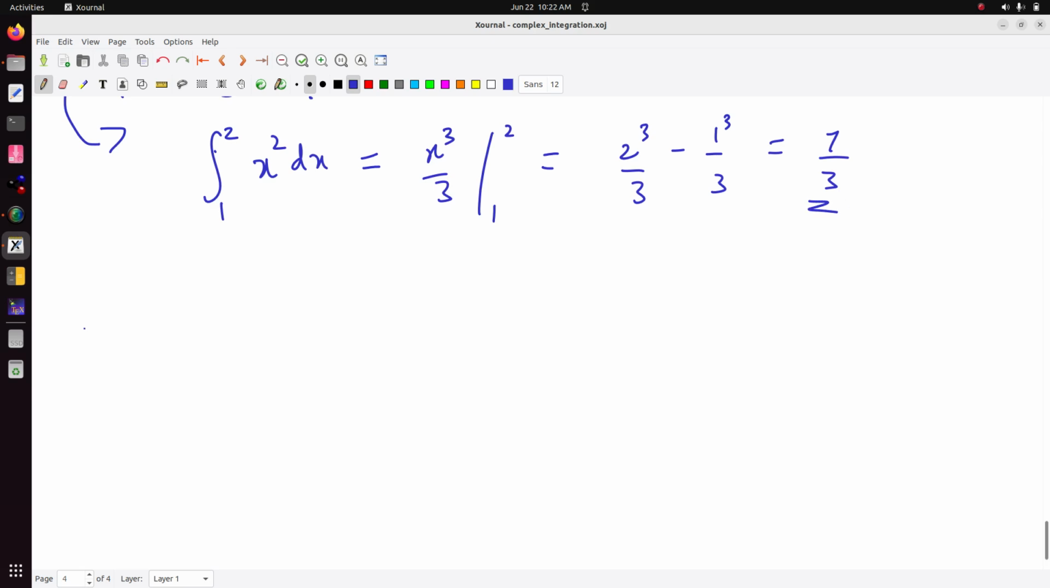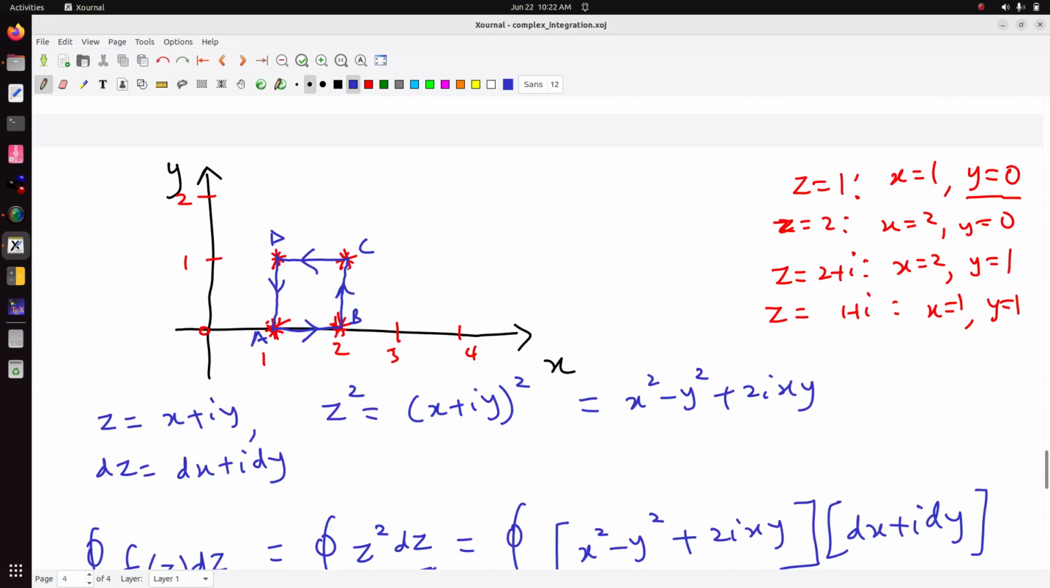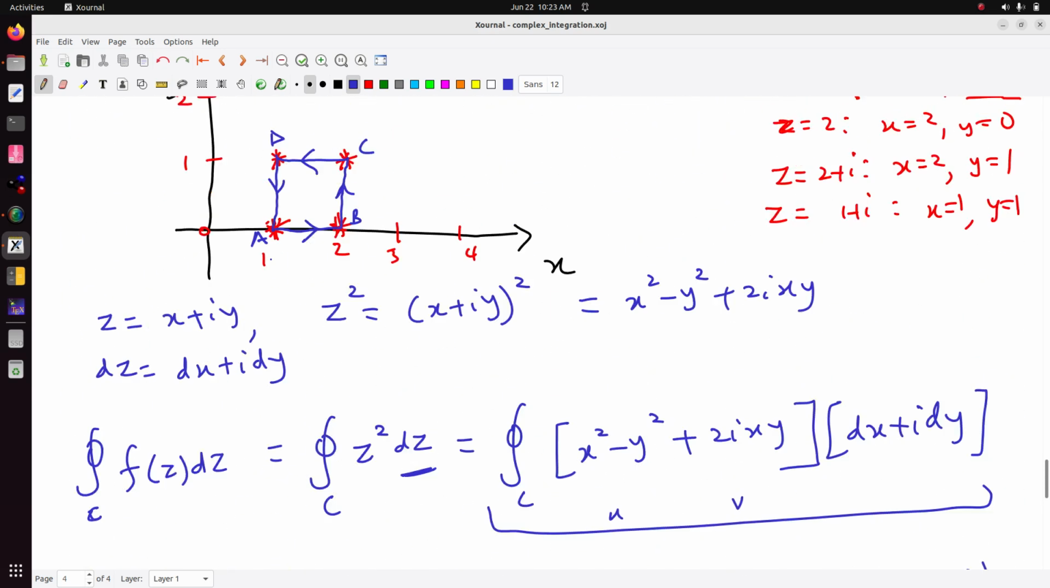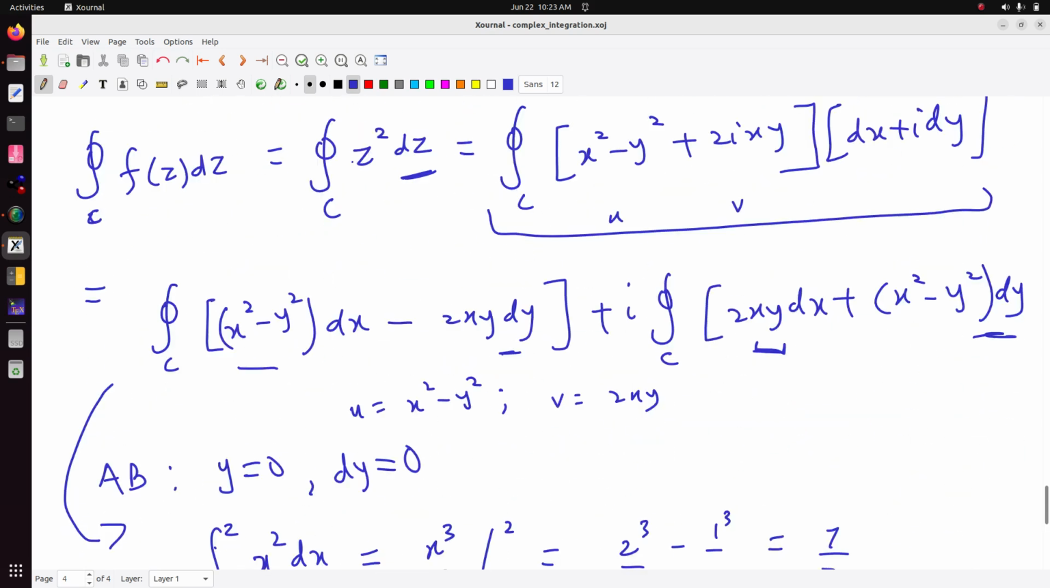That's the AB. What's the next one? The next one is BC. Okay, from B to C. Now, from B to C, x does not change. If you look at it, x remains at 2. X is 2 at point B. X is also 2 at point C.